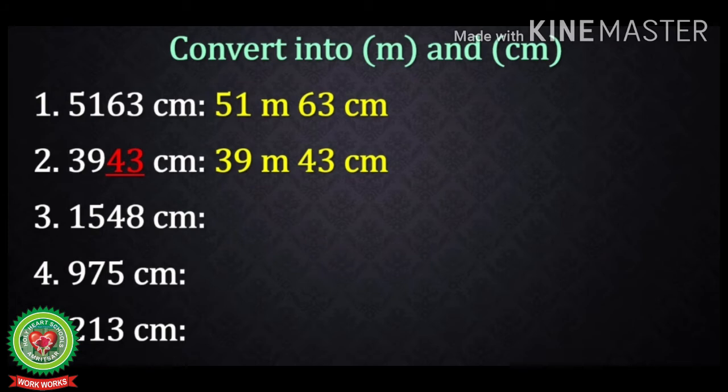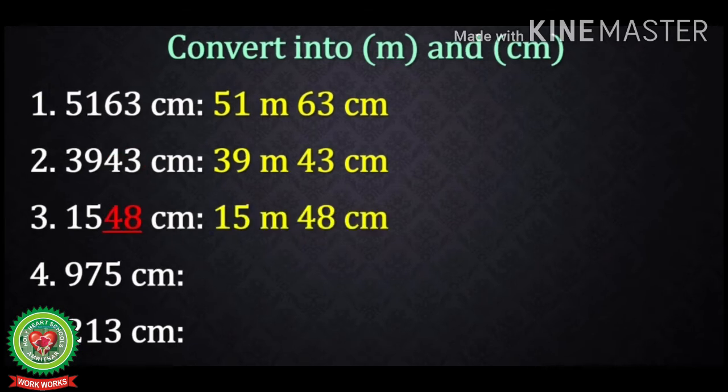Now look at the next sum. 1548 centimeters. Now again we will separate the numbers. The last two digits we will write for centimeters because there are two zeros. So what will be the answer? 15 meters and 48 centimeters.